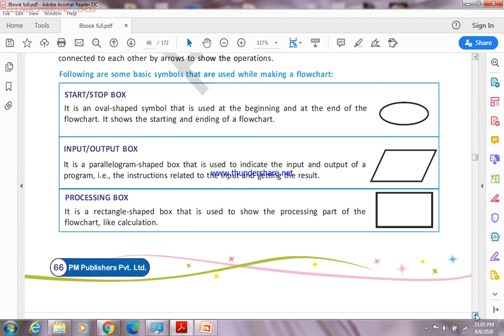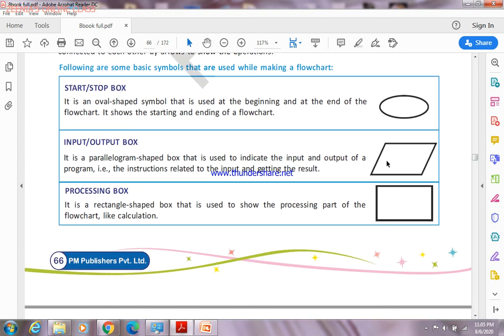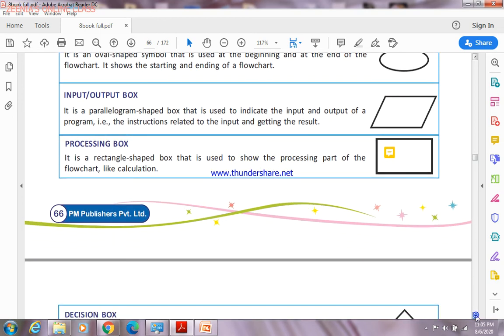Start stop के लिए oval box है. Then input output लेने के लिए this is known as parallelogram. This shape is used for input output. This rectangular box is for processing. That means if you will write logic here, any formula, suppose I need to write a plus b, so that means my formula is to be put in this rectangular box, processing box. So in this way we will use these geometrical symbols.